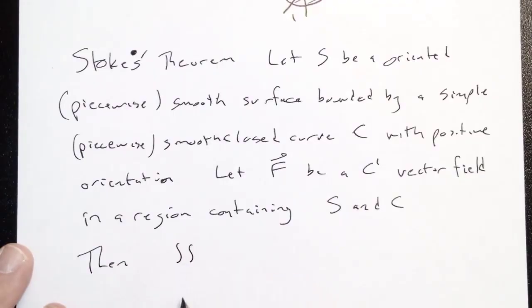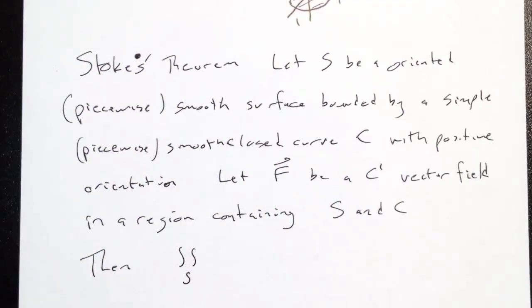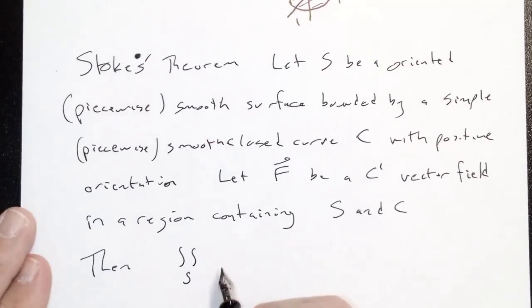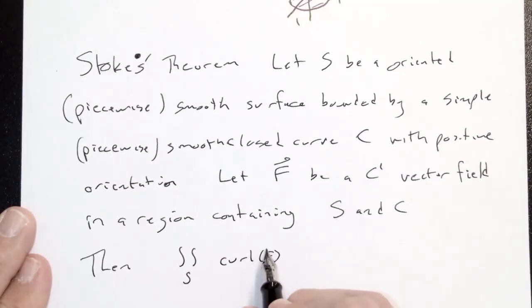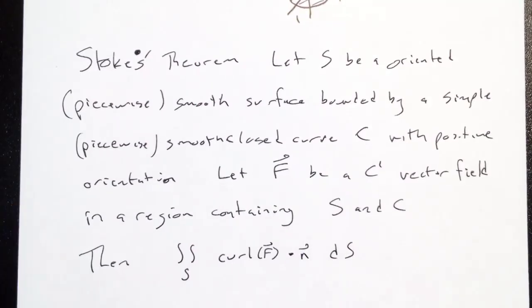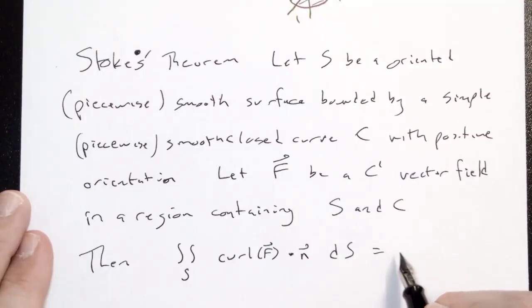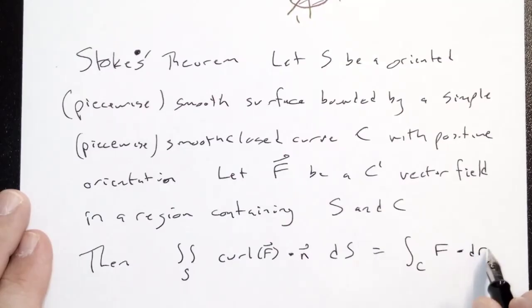the double integral over the surface. I'm going to do the flux. I'm not just going to do any flux. I'm going to do the flux of the curl of F dot N. That's the flux, not of F, but the flux of its curl. That turns out to be equal to the integral of F dot dr.